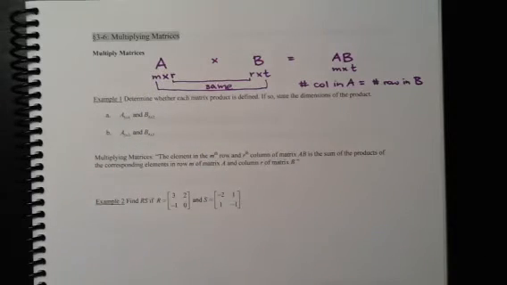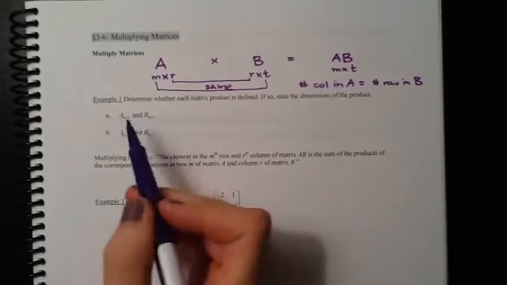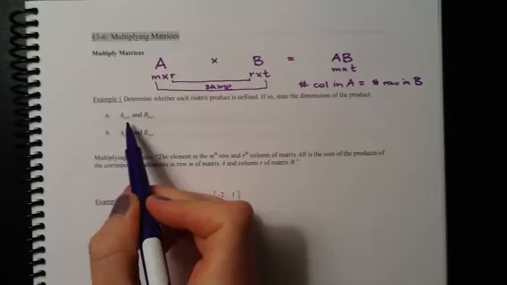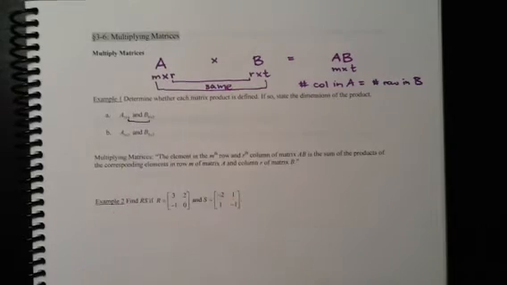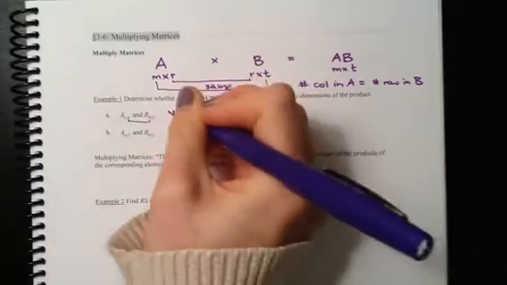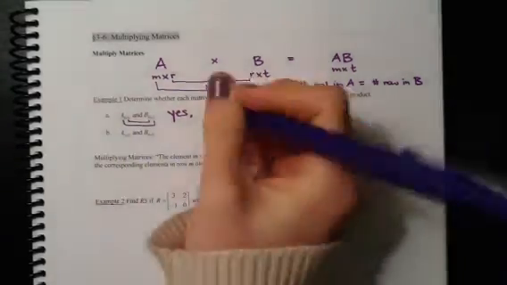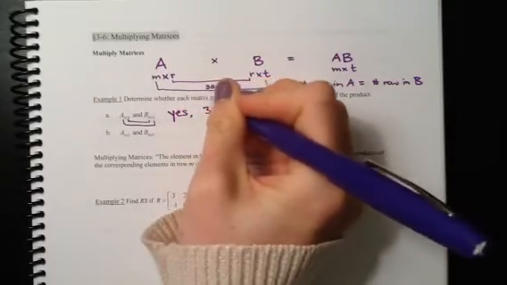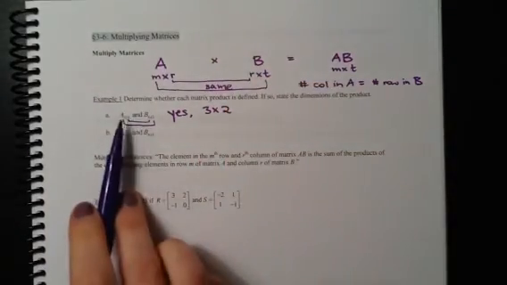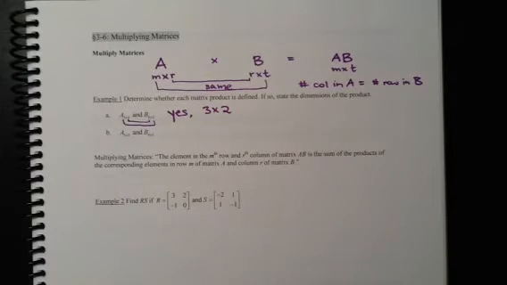So let's practice that. Determine whether you can multiply these together. If so, state the dimensions. So A is a 3 by 4, B is a 4 by 2. Their middle two numbers do match up. So yes, the product would be defined. Yes, you are allowed to multiply them together. And the new dimensions would be the outside two numbers. So it forms a 3 by 2 matrix when you multiply them together. 3 rows from the first, 2 columns from the second.